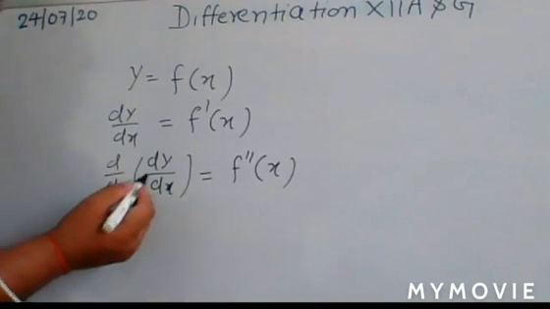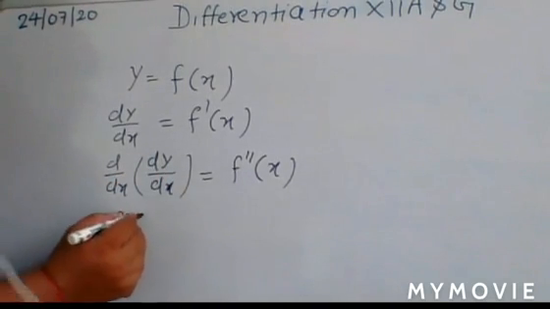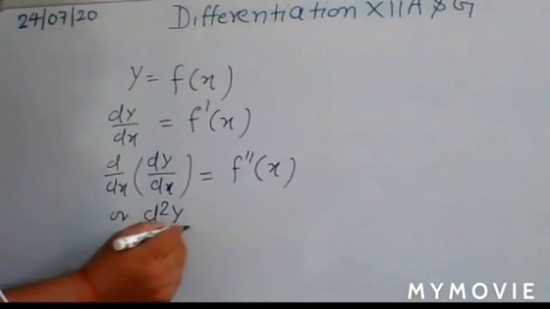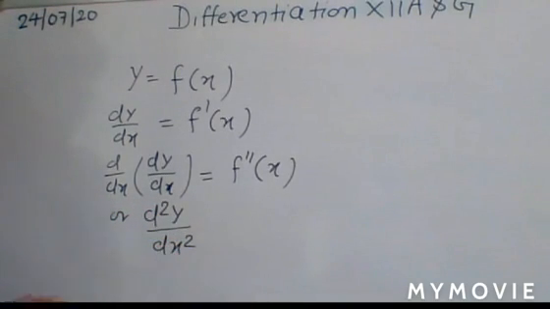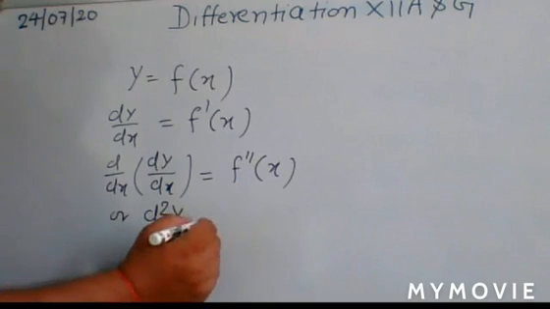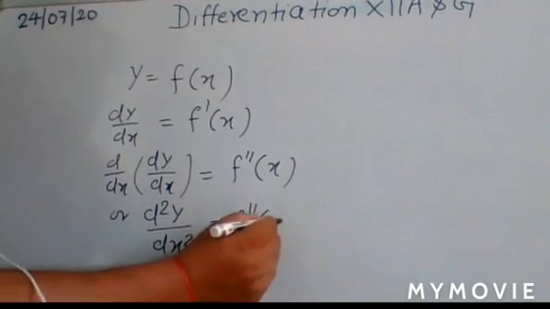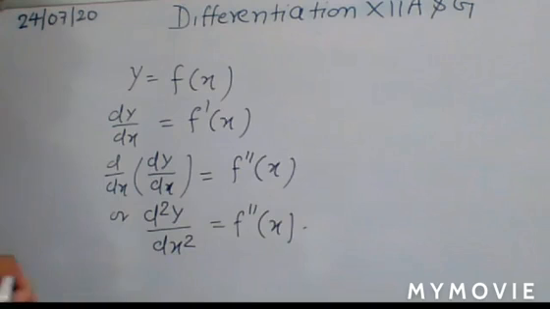Okay, and d by dx of dy by dx can be written as d2y by dx2, and is equal to f double dash x. Okay, so this is known as the second derivative of the function. So I will give you some questions, and you try to find the derivative, and that gives you the second derivative of that. Okay, so note it. Everyone noted?